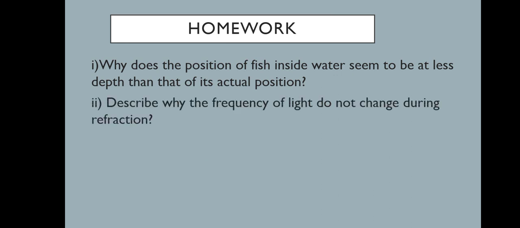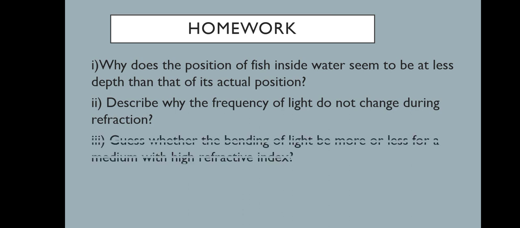Second question: describe why the frequency of light does not change during refraction. Now you are familiar with the wave equation, v equals f lambda. As the speed is changing, I have told you that the speed of light is different in different mediums, so the wavelength will also change, but the frequency does not change. Why? You have to tell why the frequency of light does not change during refraction.